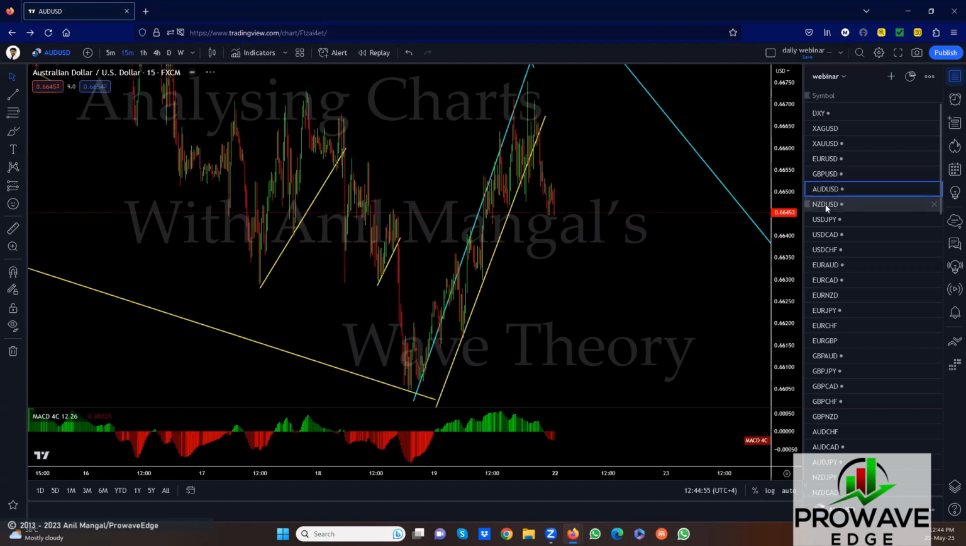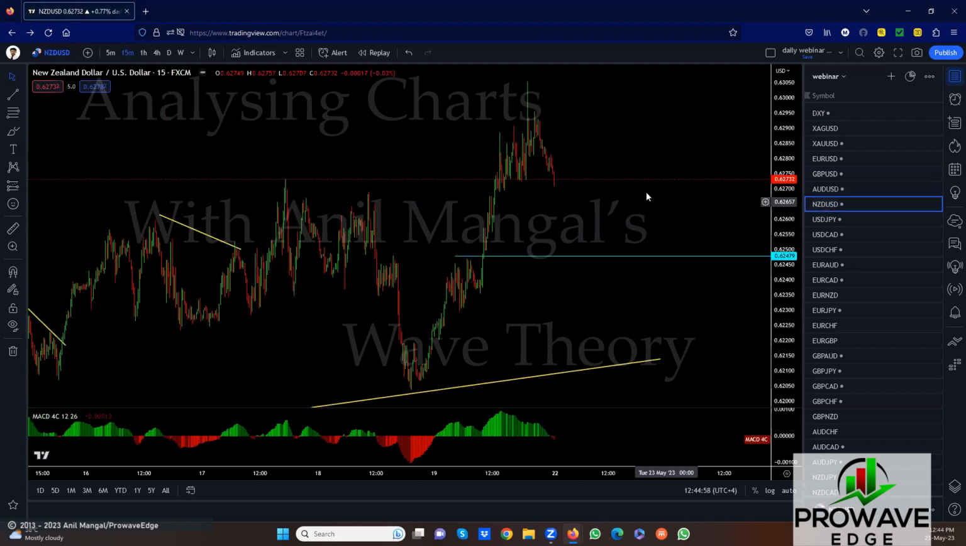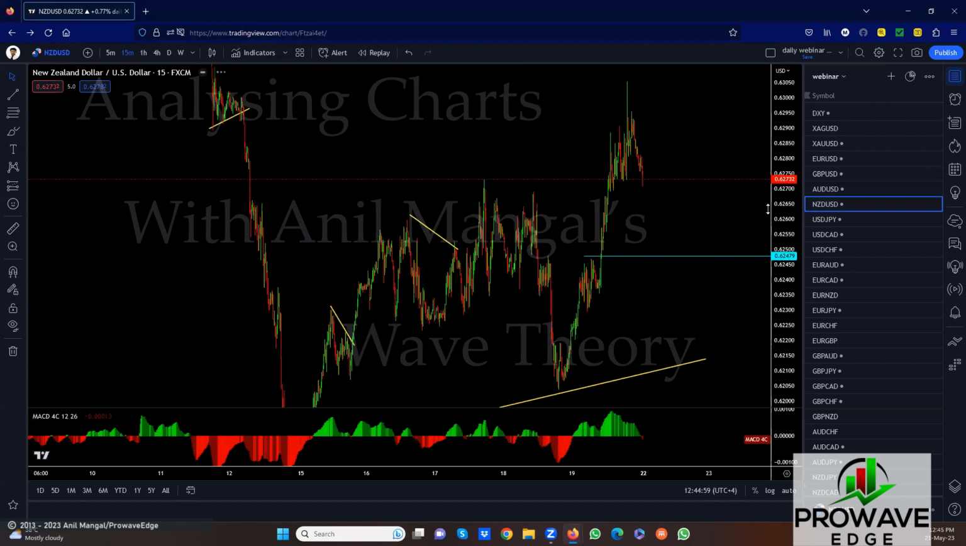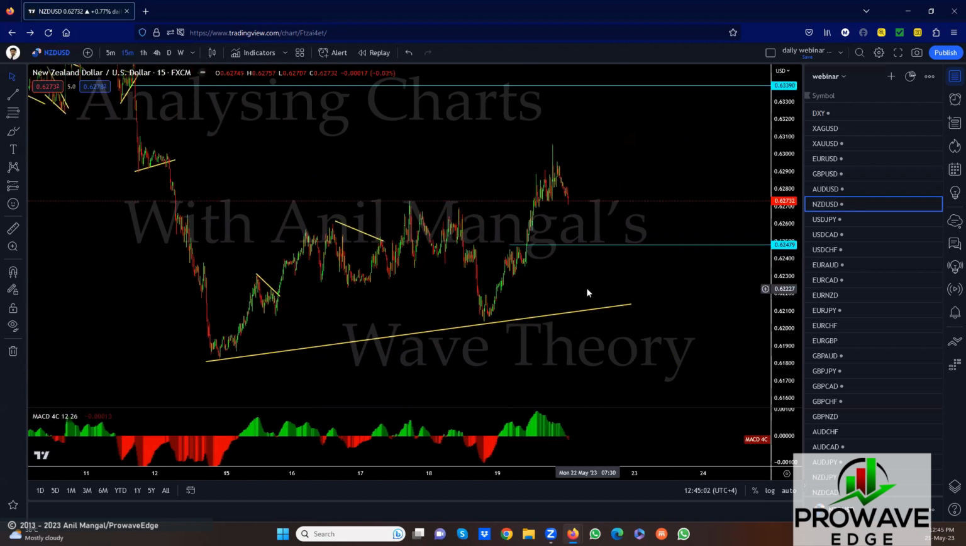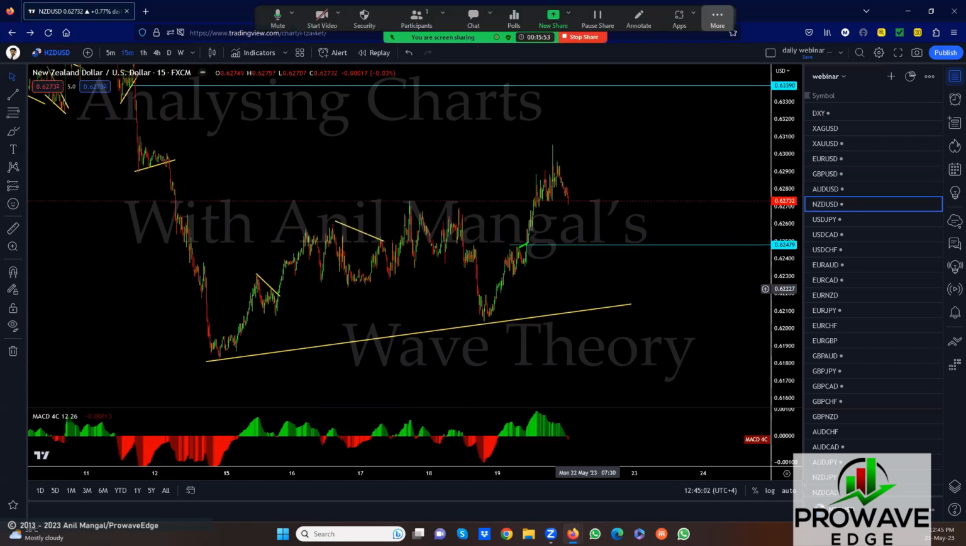Aussie, I already explained that one. New Zealand, it's coming down, but we don't have a sell setup as yet. This was the buy in New Zealand Friday. This was a Friday trade. As a matter of fact, of all the pairs that we saw Friday morning, the only one we took the trade on was the New Zealand dollar on all the majors.